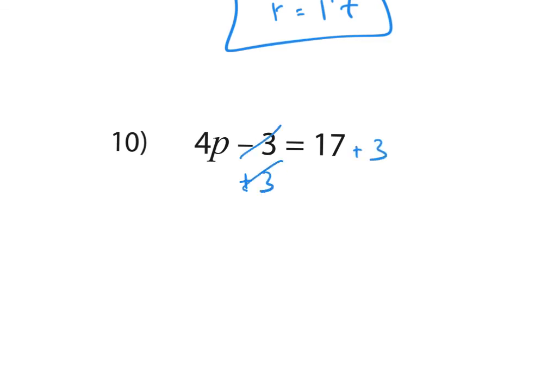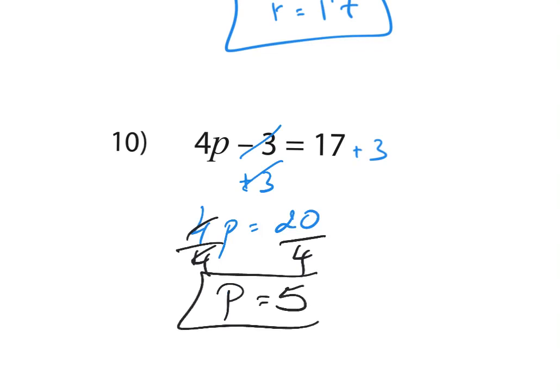So it's going to be 4p equals 17 plus 3, that will be 20. Right? So we're going to divide by 4 on both sides. And we're going to have p equals 5. And that's going to be the final answer.